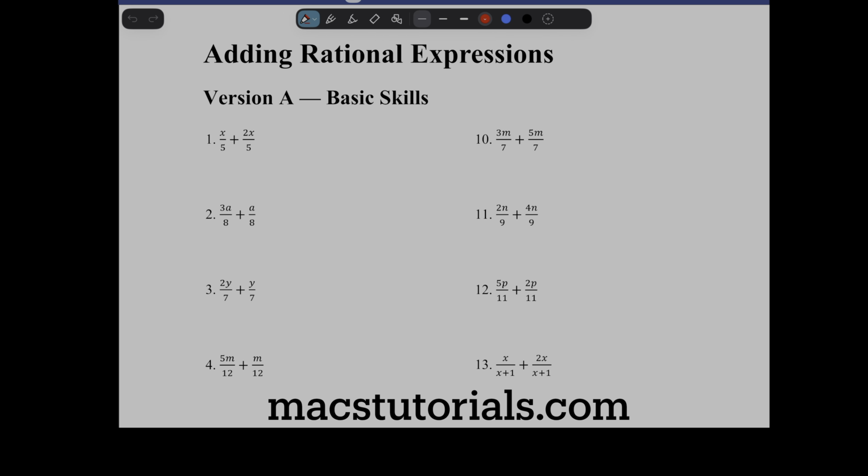Okay, we did a video already on multiplying and dividing. Those are pretty easy because you don't have to worry about common denominators when you multiply and divide. But once you put this plus sign here, or if you put a minus sign, you now have to worry about common denominators. Now, in this version, it's going to be really easy.